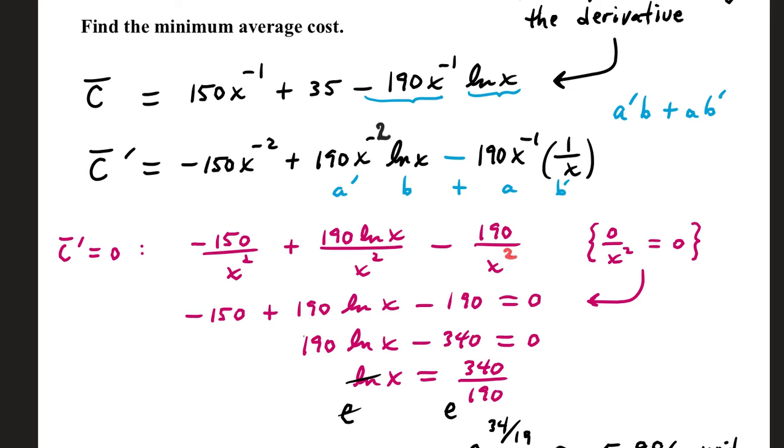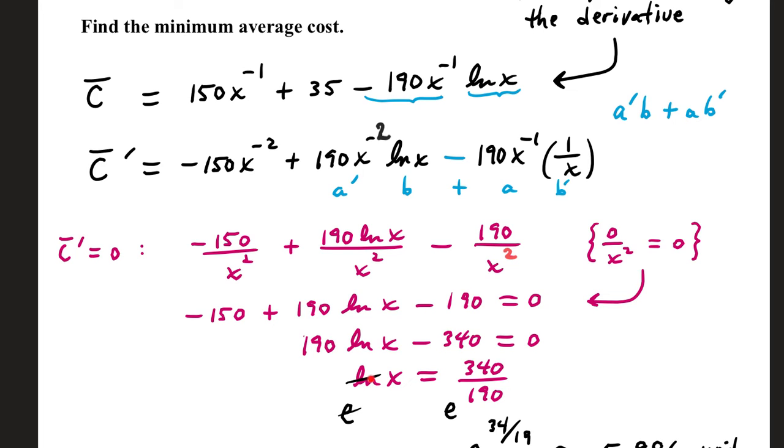Combining like terms, negative 150 minus 190 is negative 340. If you add 340 to both sides, you get negative 190 natural log x equals 340. Divide both sides by 190. And so that takes us to natural log x equals 340 over 190.